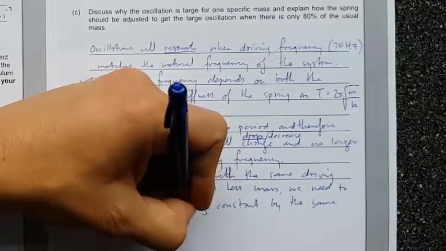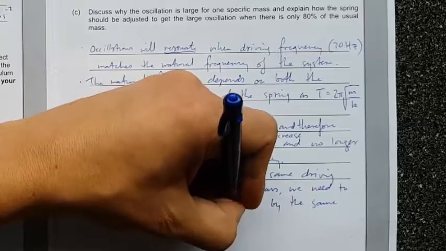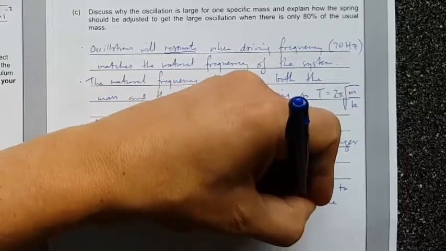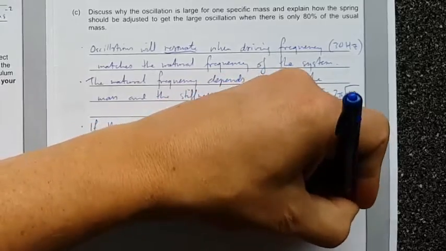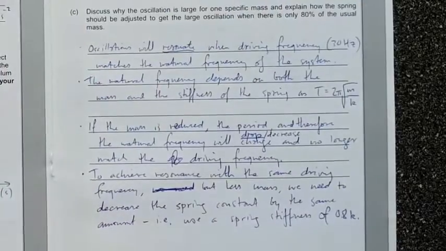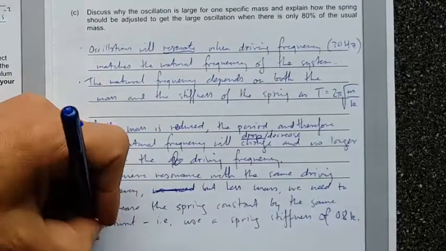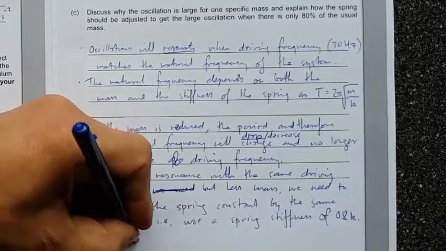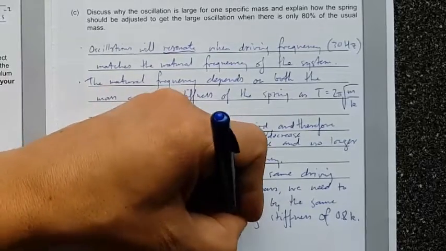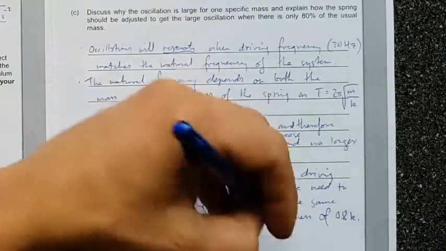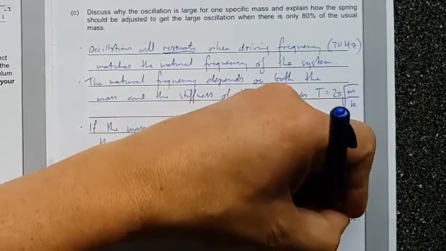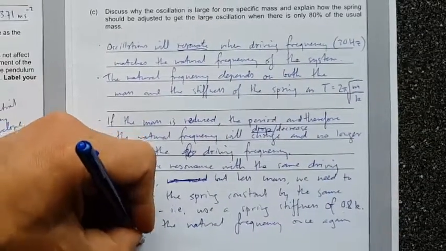I.e., use a spring stiffness of 0.8 K, so that the natural frequency once again is 30 Hertz.